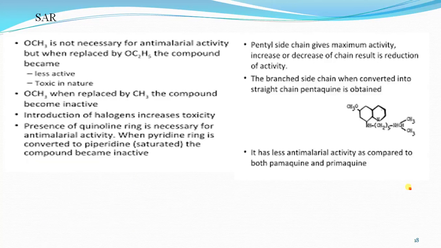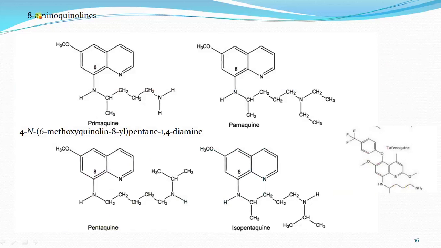Regarding the structure activity relationship of 8-aminoquinolines, the quinoline ring system is the important part, that is, the benzopyridine is important for biological activity. The 6 position substituted with methoxy is important for biological activity. The 1 position should never be substituted with any other alkyl or aromatic ring. When we substitute it, it decreases the biological activity.